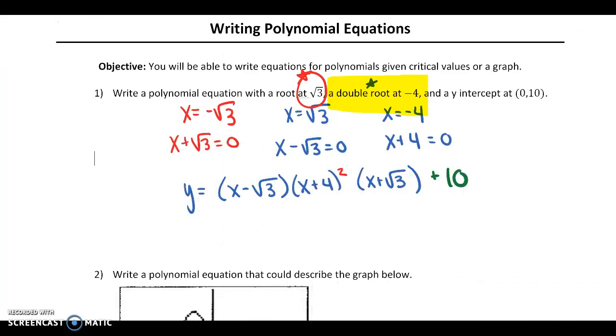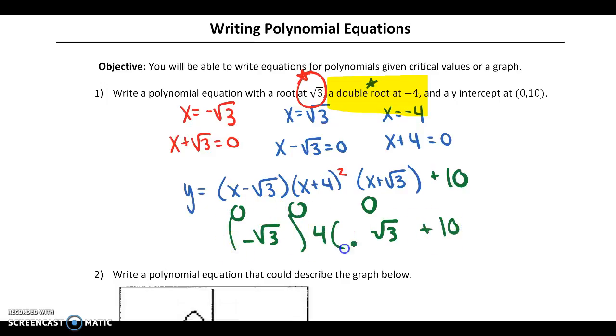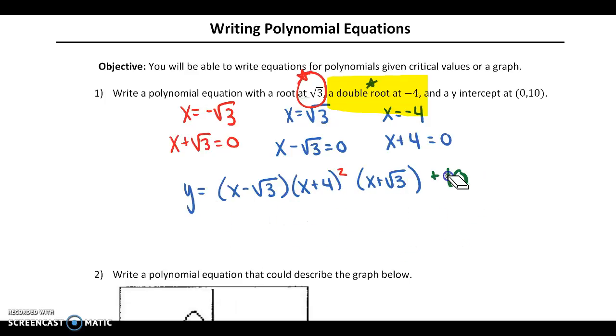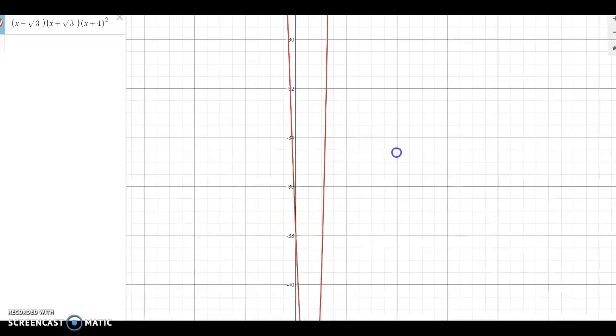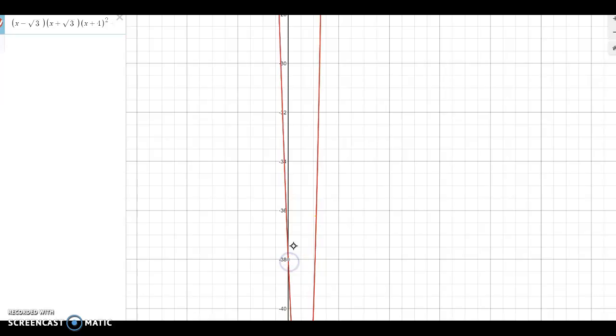The reason that's not going to work is because if I plug in 0 for my x, which is when my y-intercept occurs, I'm still going to have this root 3, this 4, and this root 3, plus 10. So I'm going to multiply these all together and then add 10, and that's definitely not going to stay 10. If you distribute this all out, that plus 10 is no longer plus 10. So in order to shift the y-intercept to 10, I need to multiply my y values by some number. First and foremost, my y-intercept is negative right now, but it needs to be positive.